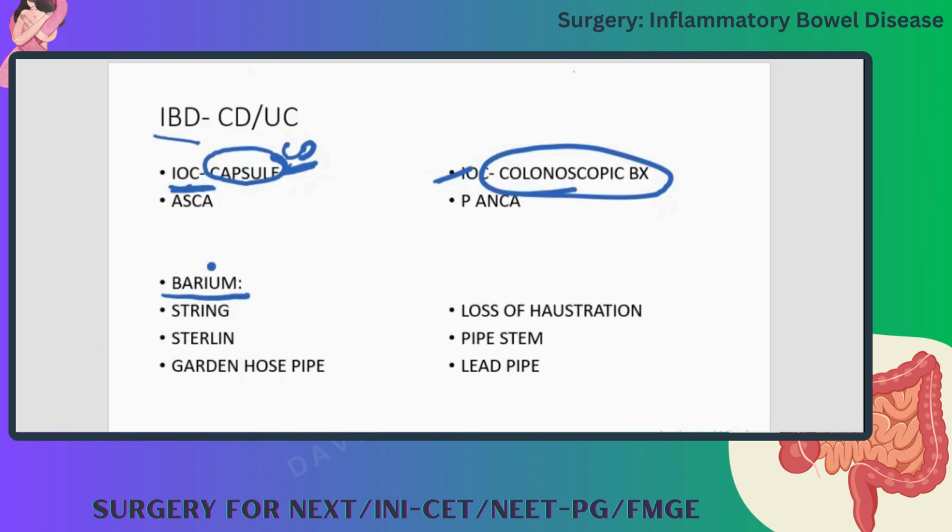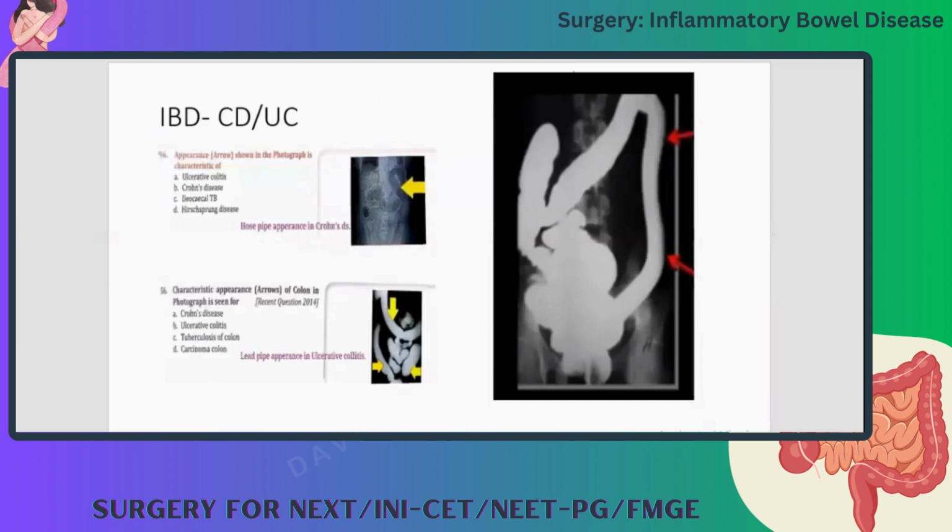Now the various signs in barium enema. Just remember one sign: garden hose pipe. Both are pipes. This is garden hose pipe, and this is lead pipe. Ulcerative colitis is lead pipe. Crohn's is garden hose pipe. See here, this is hose pipe appearance. You can't differentiate it, and don't worry, they will not ask this because it will not be clear. But just remember, hose pipe appearance is seen in Crohn's disease and lead pipe appearance is seen in ulcerative colitis.